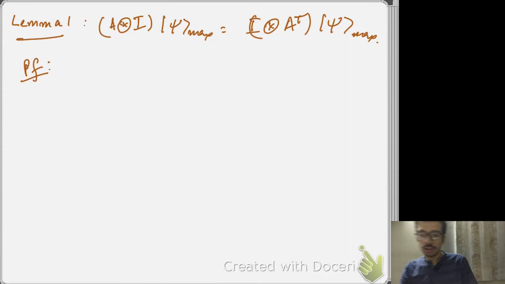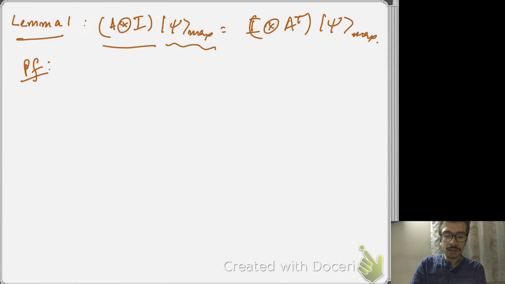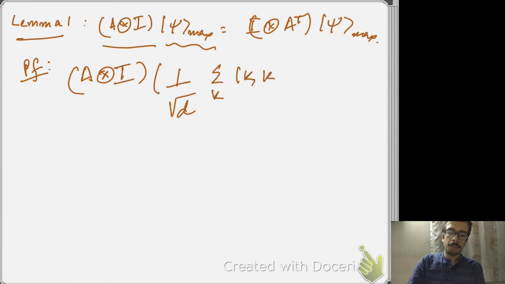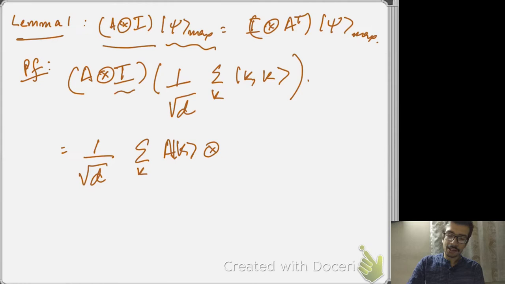So in order to prove this lemma, what I'll do is just expand out the definition of psi max. So it is A tensor I, 1 over square root D, sum over K, ket K comma K. And this equals 1 over square root D, sum over K, A ket K tensored with identity acting on ket K, which just happens to give me ket K.